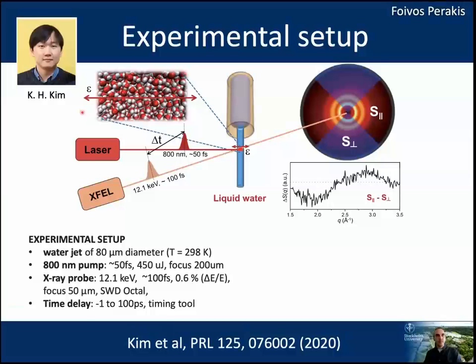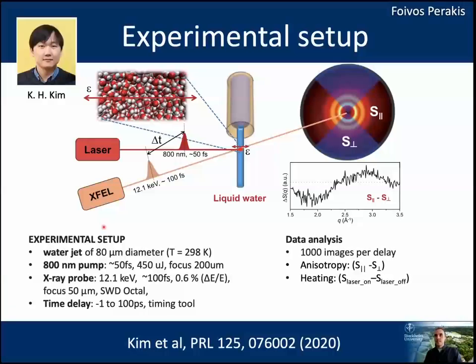This is a little bit the experimental parameters. Here we use larger jets. The jet is continuous, with droplets about 80 microns. The pump is, like I mentioned, 800 nanometers. The probe is 12 kV, and we use the time tool available at SDAQS that allows us to get a very good time resolution. For the analysis, we have about 1,000 images per delay. And for the anisotropy, like I mentioned, we take the difference parallel minus perpendicular, meaning with respect to the polarization.